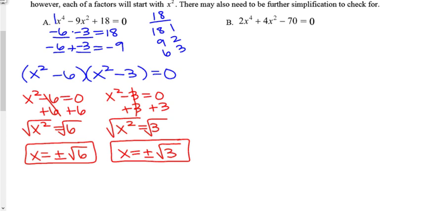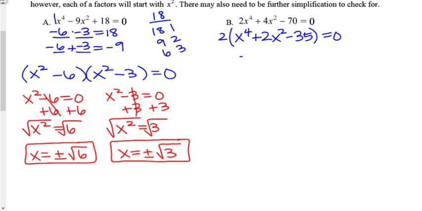B. I'm going to start by factoring out a GCF because my leading term is not 1. Sometimes you can't factor a GCF out when your leading term is not 1. But in this case, since all the numbers are even, I'm just going to take a 2 out to start. I'm left with x to the 4th plus 2x squared minus 35. Alright, so now my a value is 1, which is kind of nice.